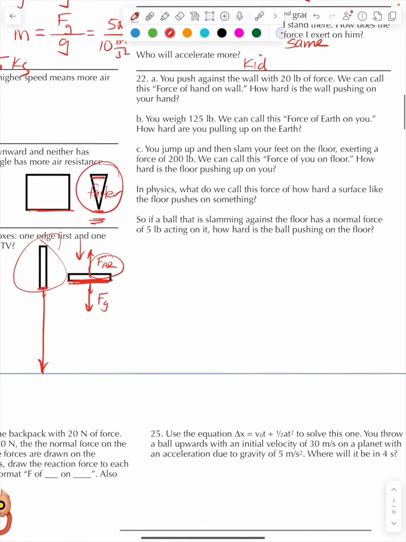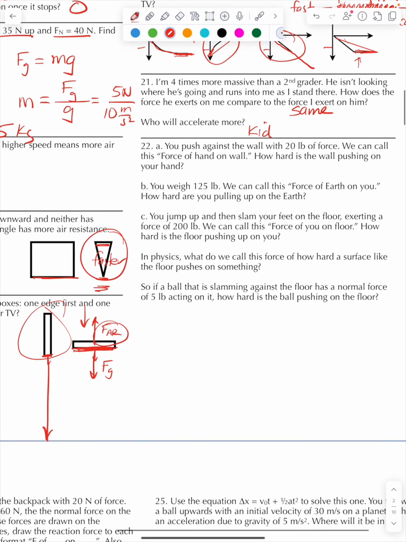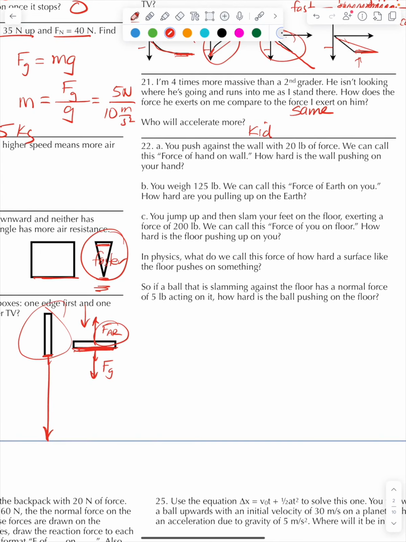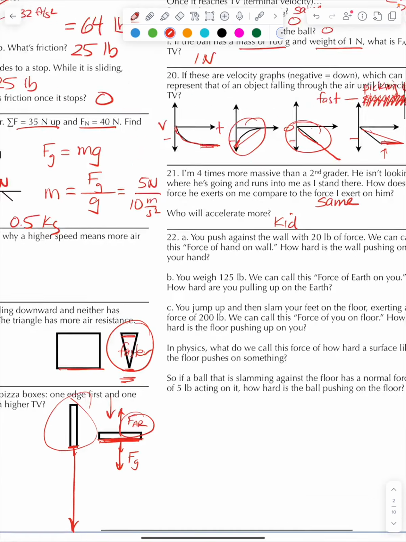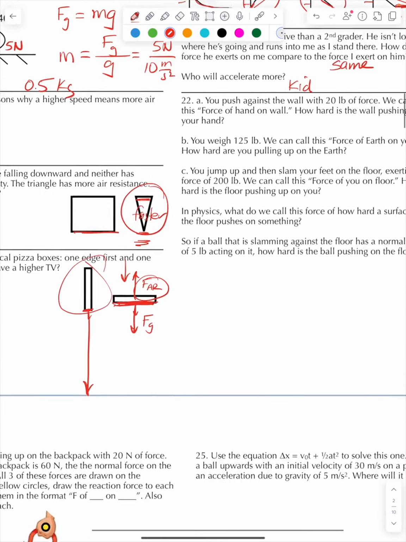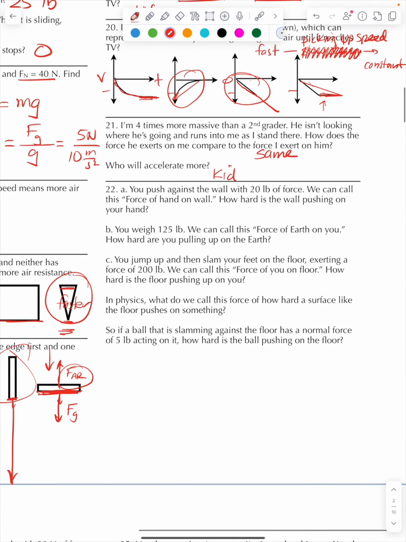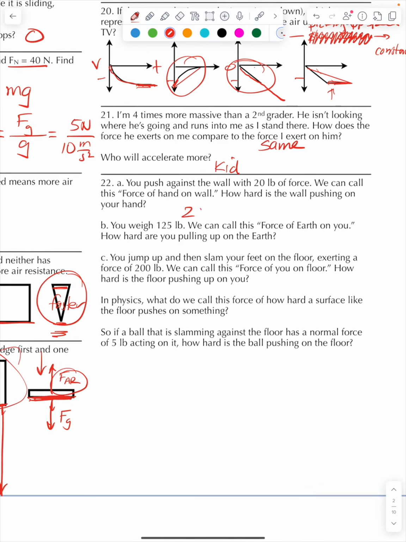All right, let's do this last third law one, and then we'll call this a wrap to this video. You push against the wall with 20 pounds. Oh, this is like what I was talking about earlier. So again, I didn't structure this well. I'm actually doing an easier one later in the worksheet. You push against the wall with 20 pounds of force. We call this the force of hand on wall. How hard is the wall pushing on your hand? Well, 20 pounds. That's the whole idea in a nutshell of Newton's third law.